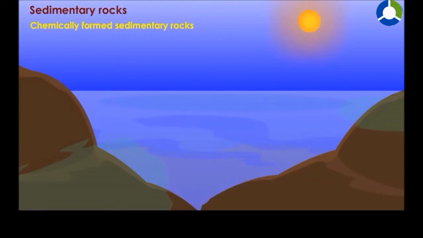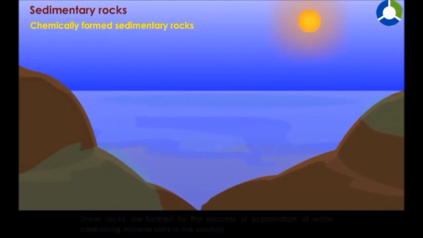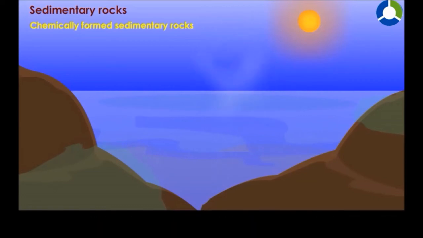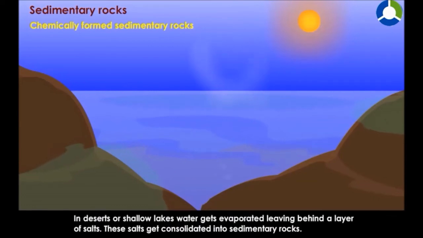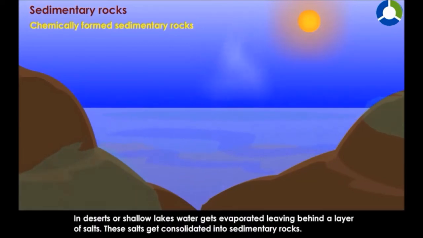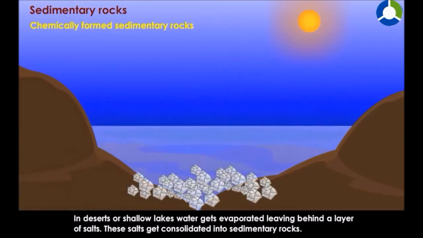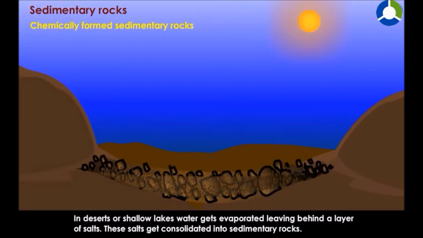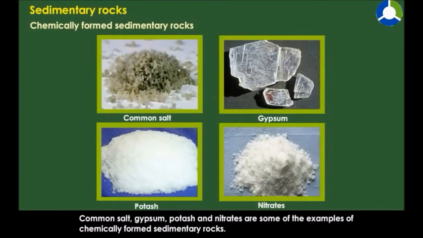Chemically formed sedimentary rocks. These rocks are formed by the process of evaporation of water containing mineral salts in the solution. In deserts or shallow lakes, water gets evaporated, leaving behind a layer of salts. These salts get consolidated into sedimentary rocks. Common salt, gypsum, potash, and nitrates are some of the examples of chemically formed sedimentary rocks.